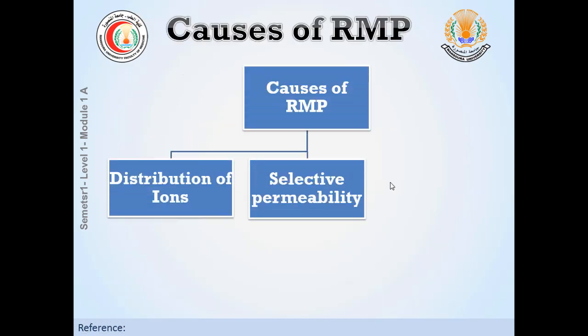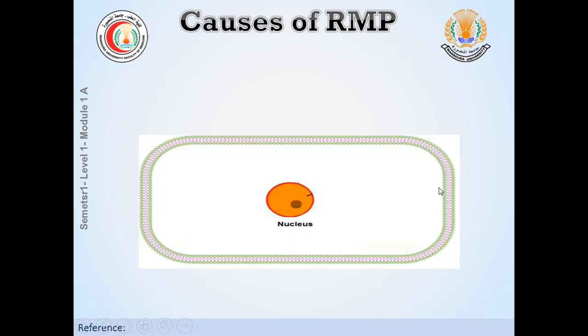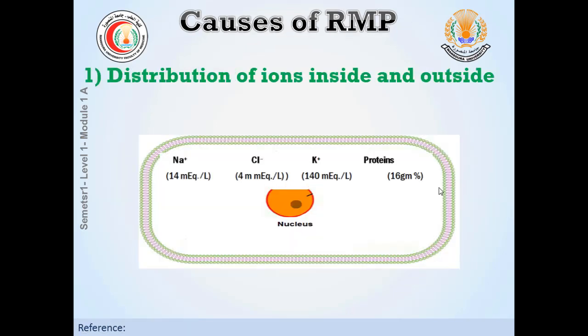Causes of resting membrane potential: distribution of ions, selective permeability, sodium potassium pump. Distribution of ions inside the cell.